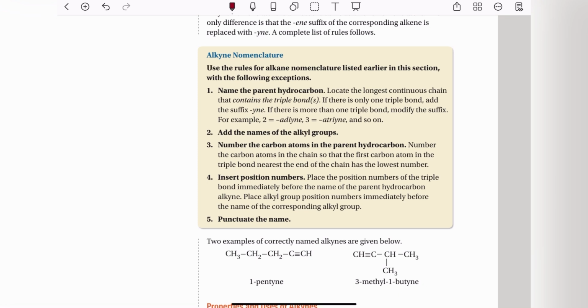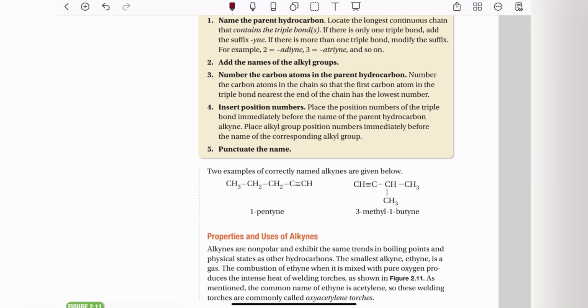Number 1, name the parent hydrocarbon: locate the longest continuous chain that contains the triple bond. If there is only one triple bond, add the suffix "-yne". If there is more than one triple bond, modify the suffix, for example, 2-diyne, 3-triyne, and so on. Second, add the names of the alkyl groups. 3, number the carbon atoms in the parent hydrocarbon.